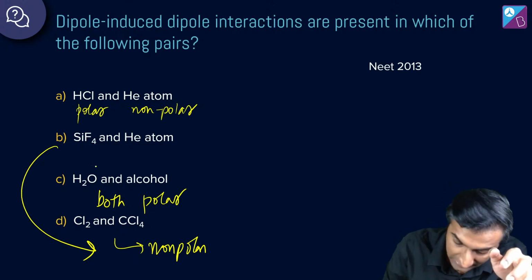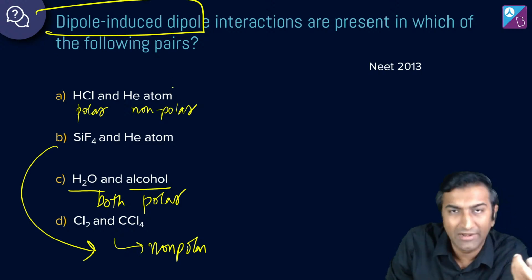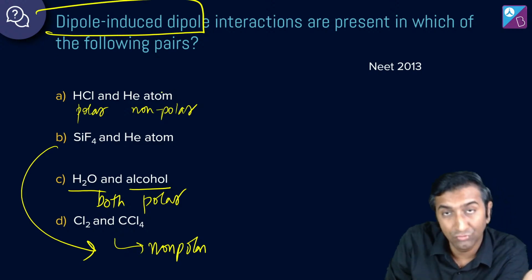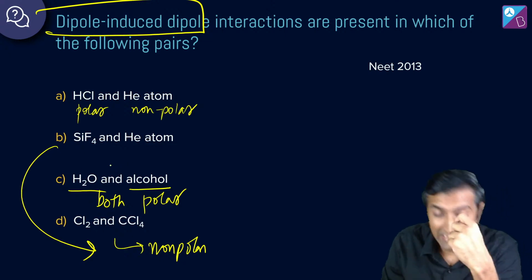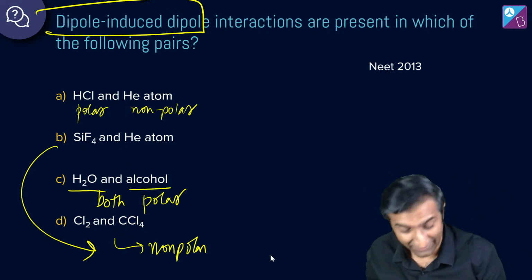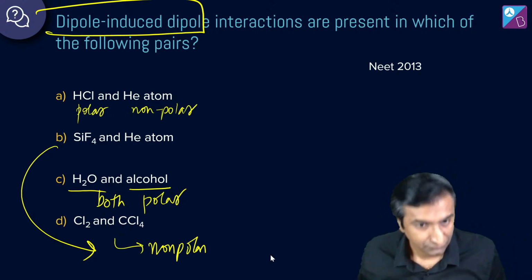ठीक है. ये दोनों polar हैं तो इनके बीच में they won't be dipole induced dipole. It will be dipole interactions. Okay. एक डाइपोल दूसरे डाइपोल को इन्फ्लुएंस करेगा. In fact, there is a special thing that happens over here. पानी और अल्कोहल के बीच में it forms an azeotrope. सॉल्यूशंस चैप्टर में आप पढ़ चुके हैं इस चीज को.